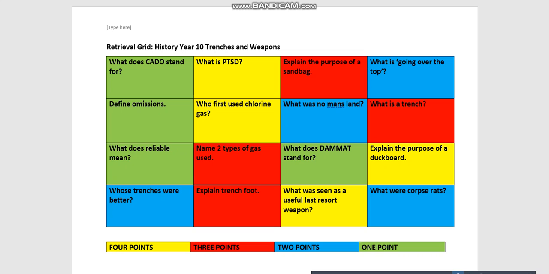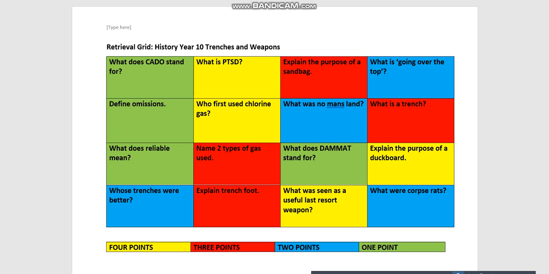It depends how you want to use it. You can use it as a starter, a plenary. It could come after memorization. One way that I've used it is setting revision for homework, and then the start of the next lesson is the retrieval grid, so pupils can assess how their revision has gone essentially.